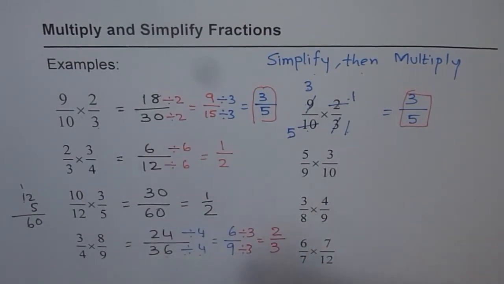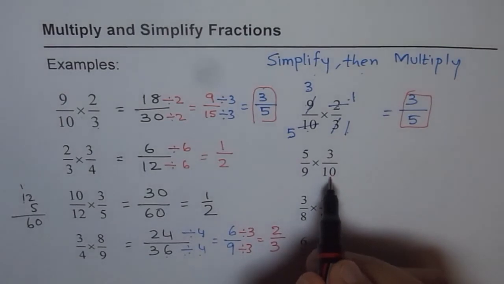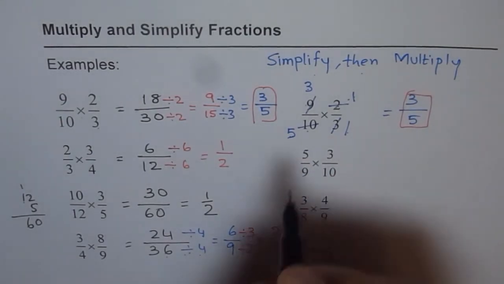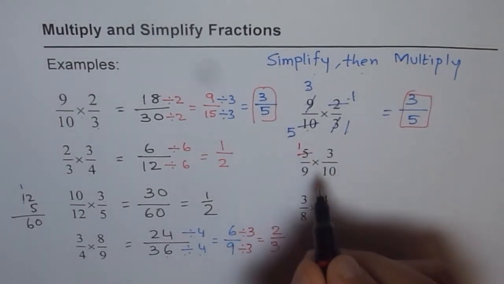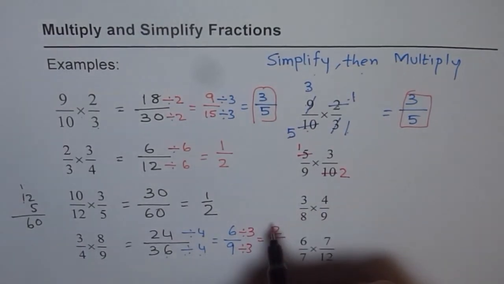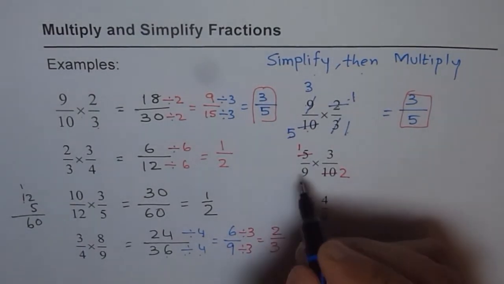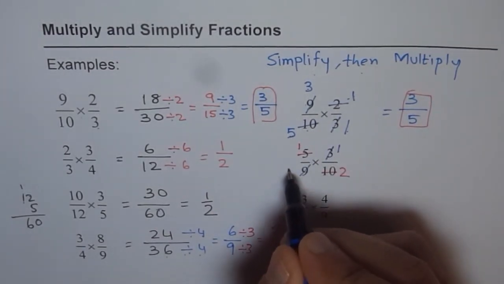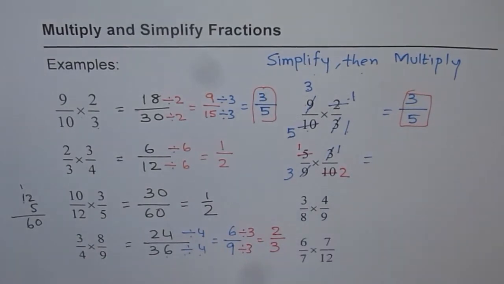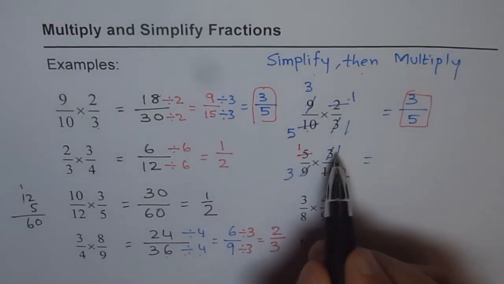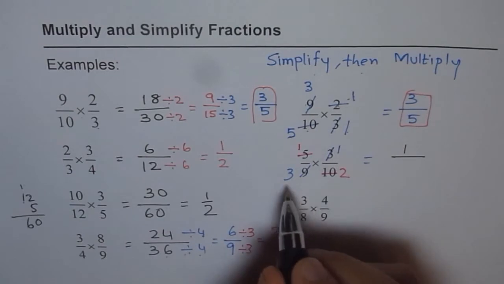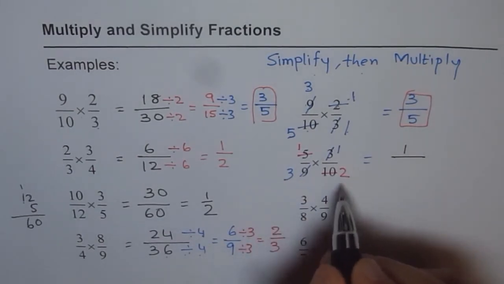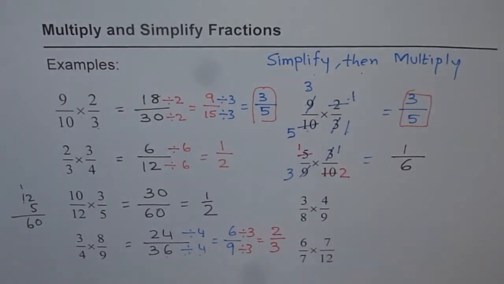Let's do one more. This time, 5 and 10. You know they are related. 5 times 2 is 10. So, 5 times 1 is 5 and 5 times 2 is 10. Similarly, we can cross out 9 and 3. 3 times 1 is 3 and 3 times 3 is 9. So what are we left with? We are left with 1 times 1 in the numerator, and 2 times 3, 6, in the denominator, and you get your answer. Isn't that simple? Yes, it is.